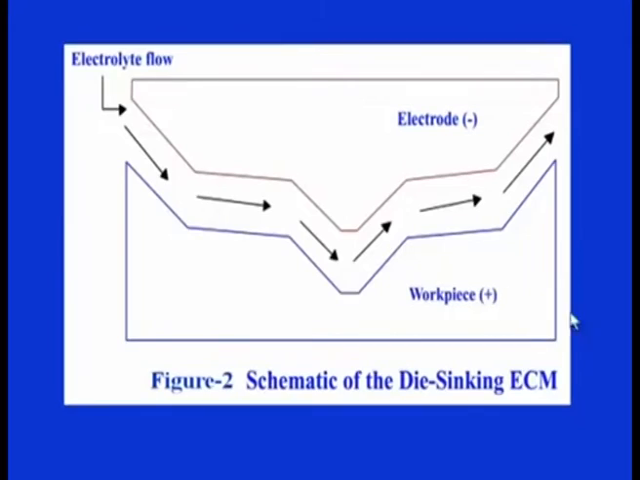Some uses and variants of ECM, say die sinking and deburring, have been shown in the following figures. This is a schematic of the die sinking process, where this is the die, or you can say the cathode, and this is the anode. This anode will take the shape of this die after the electrochemical machining process. So, this can be used later on as the die for some other fabrication process.